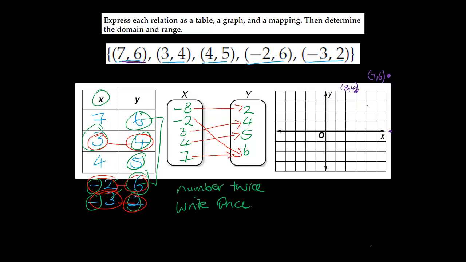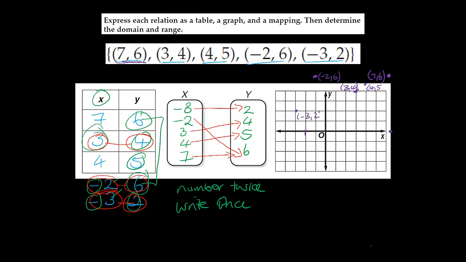Next up we have 4, 5. So 4 to the right and 5. That's 4. Then 5 is over there. Oops. So this is point 4, 5. And then we have negative 2 and positive 6. So that's 2 to the left, 1, 2 for negative 2. And 6 up, which is again off the page. So it's going to be sort of over there. Negative 2, 6. Negative 3, 2. So that's 3 to the left and 2 up.